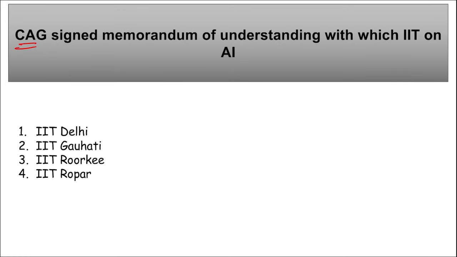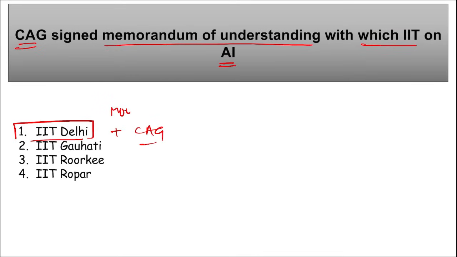CAG, that is Comptroller and Auditor General of India, signed an MOU, Memorandum of Understanding, with which IIT on artificial intelligence? CAG recently signed a Memorandum of Understanding with IIT Delhi. This MOU was with IIT Delhi and it was to promote artificial intelligence.